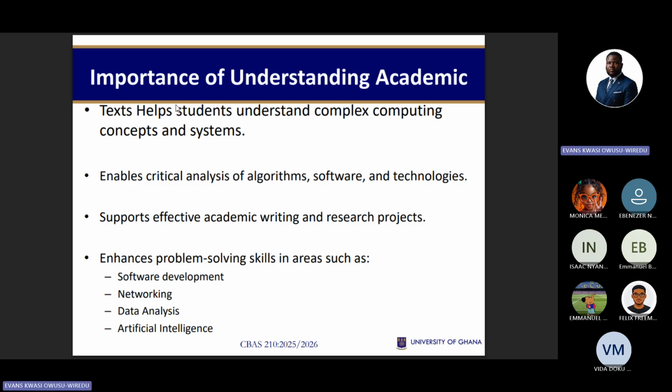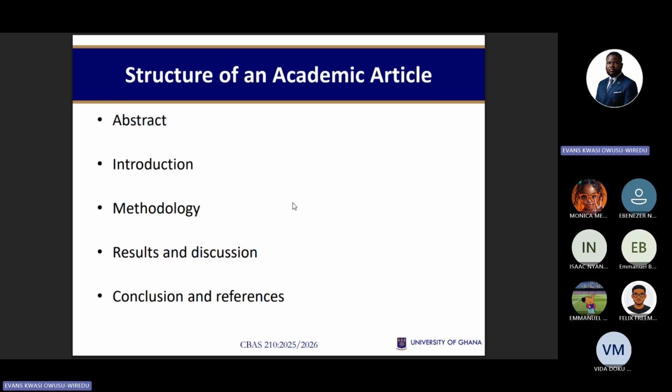Importance of understanding academic text, right? It helps students to understand complex computing concepts and systems. We learned about all these things. Get a video and learn. We also talk about the structure of an academic article, right?